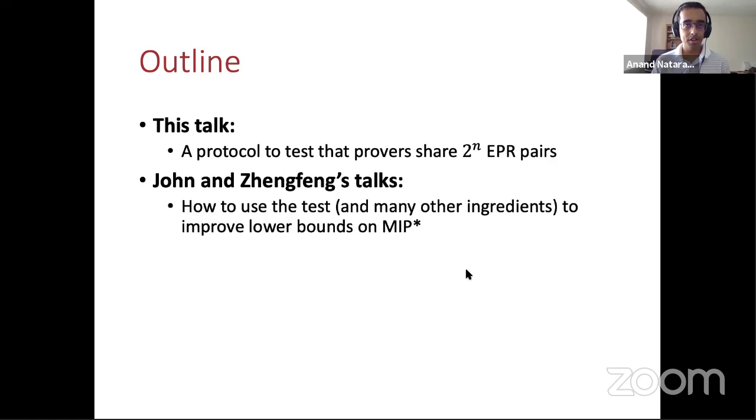So in the talks tomorrow by John and Zhengfeng, they'll tell you how to use this protocol that self-tests these EPR pairs, as well as a bunch of other ingredients, to actually design an MIP star protocol for the halting problem and ultimately show that MIP star is equal to RE.